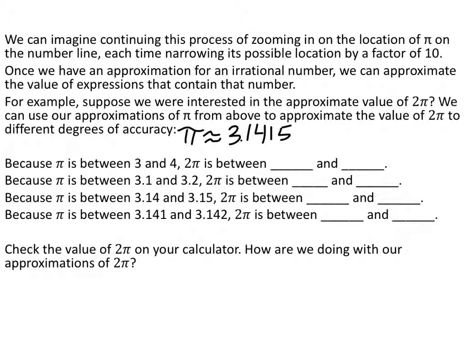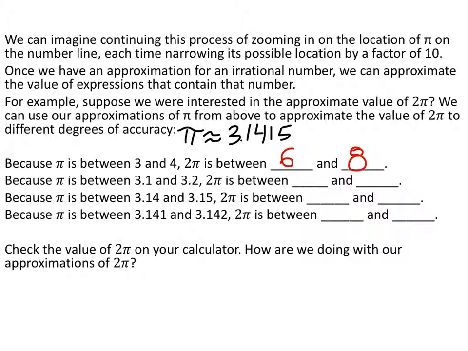So, because pi is between 3 and 4, 2 pi is between which two numbers? Well, if pi is between 3 and 4, 2 of them would be between 2 of each of those. So 3 times 2 is 6. 4 times 2 is 8. Automatic, we know that 2 pi would have to be between those two numbers.